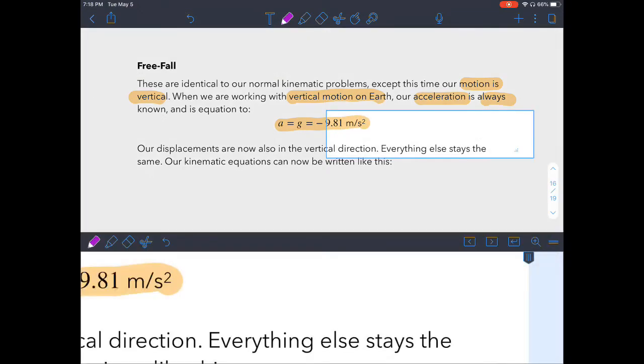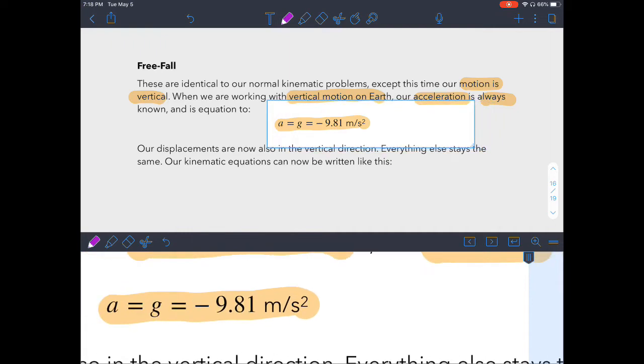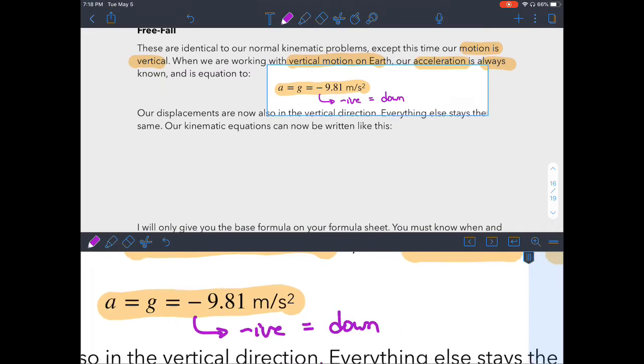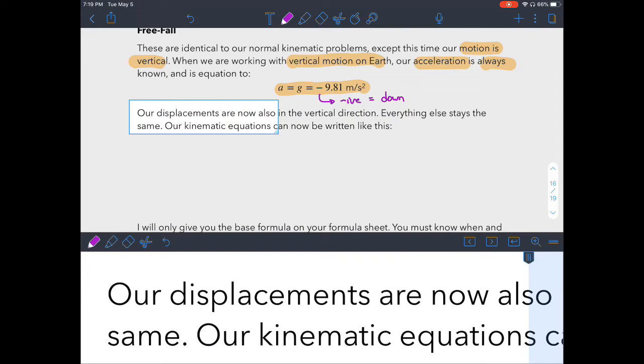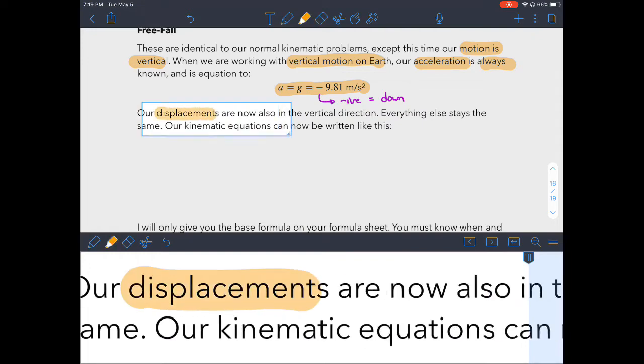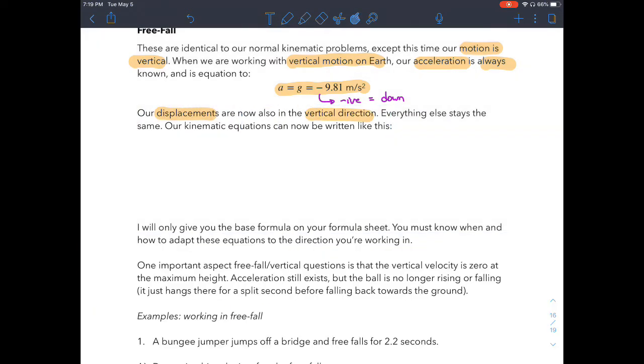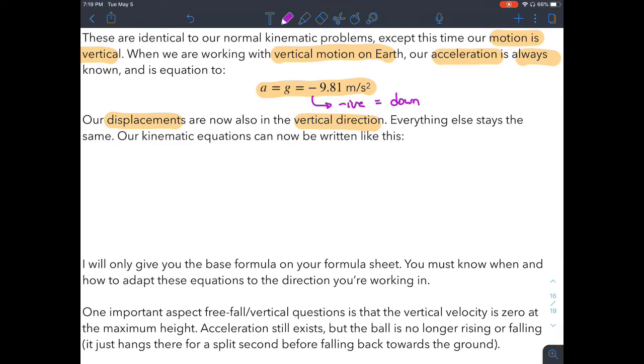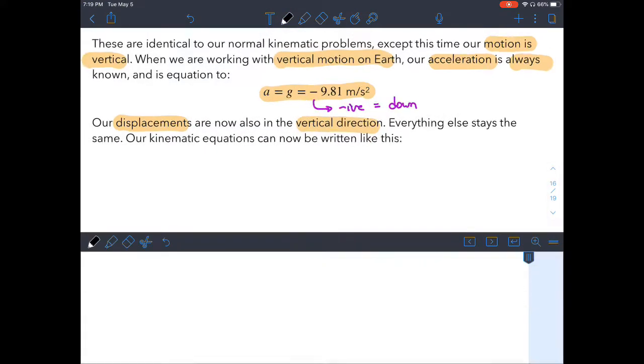Okay, so when you're on Earth, the acceleration is always the same as g, which is negative 9.81. That negative is super important, and that means down. Okay, so that's got to be consistent for all of your equations. This also means our displacements are in the vertical direction, which means we can write our equations just slightly different.